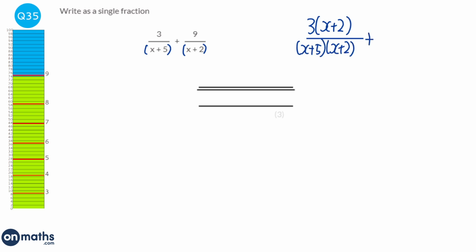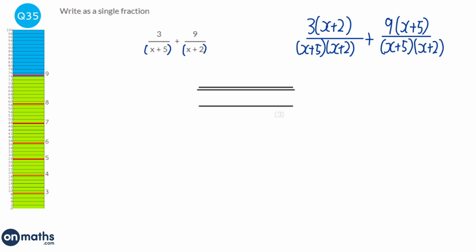And we're going to add that to, we're going to times the right hand side by the x plus 5, which is the denominator on the left hand side. So that's going to be 9 brackets x plus 5, and that's going to be over, and we're going to times the x plus 2 by the x plus 5. I'm just going to do it in the same order as on the left hand side, just so we can see they're the same. Okay, now the denominators are the same, we can add the tops.